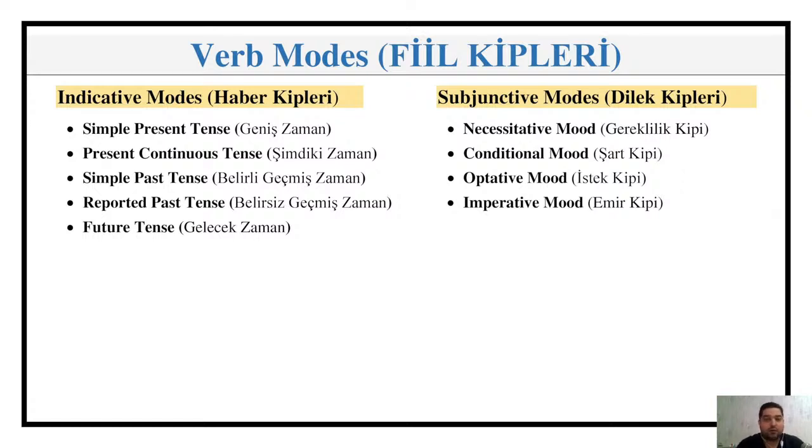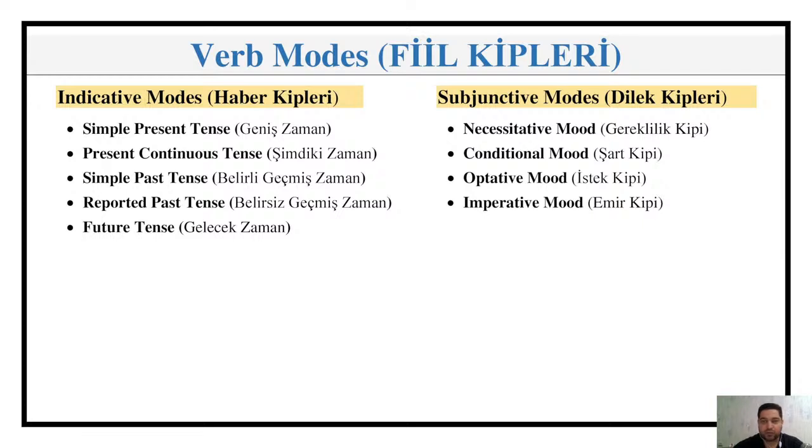We have also 4 different moods in Turkish language, and the first one of them is necessitative mood, which is basically how to say must, have to, and need to. So let's start and see how we construct the necessitative mood out of Turkish verbs. So let me open the next file.